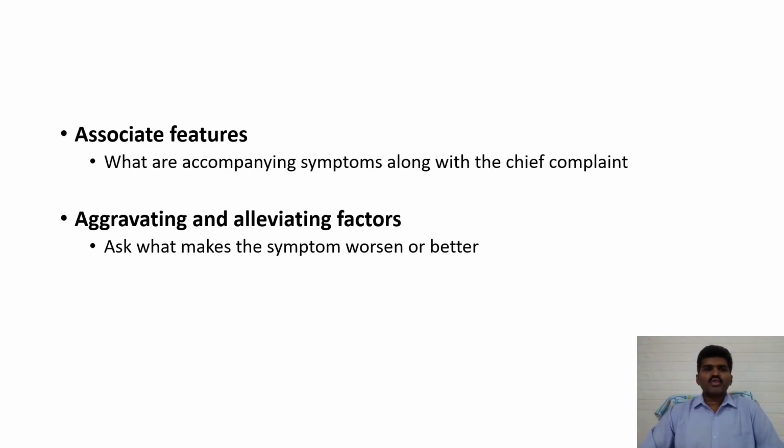Associated features is the most important. What are the accompanying symptoms along with the chief complaint? For example, the patient's main complaint would have been fever, which has been associated with vomiting and diarrhea. Aggravating and relieving factors are the factors which increase the symptoms or reduce the symptoms, like a specific position, specific drugs, or any specific intervention that alleviates or aggravates the symptoms, and need to be collected.